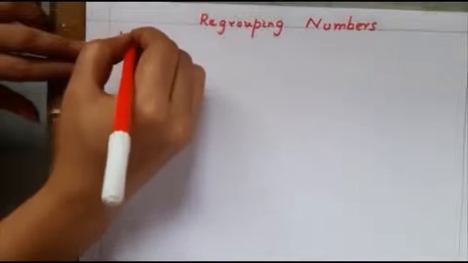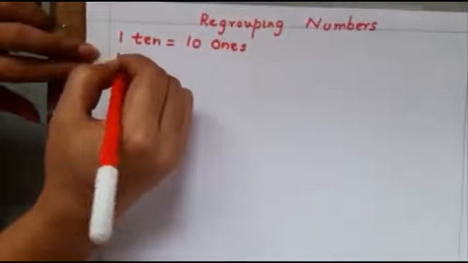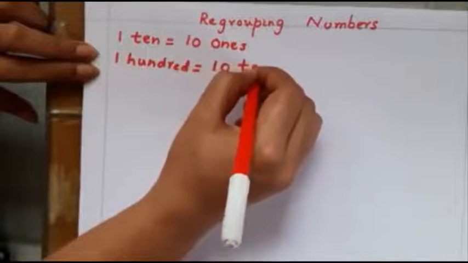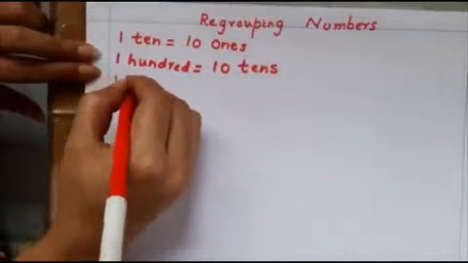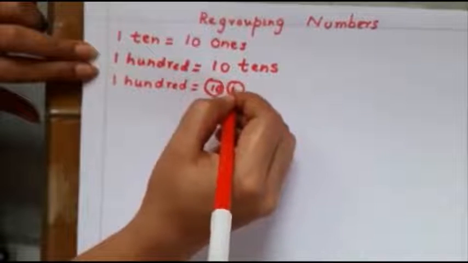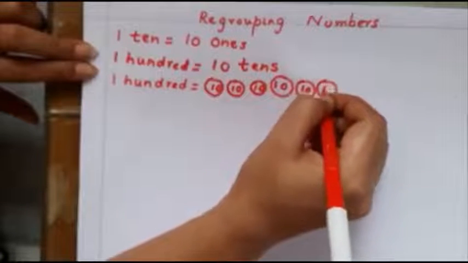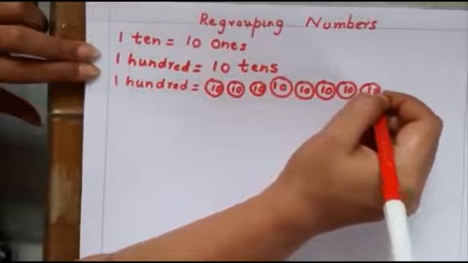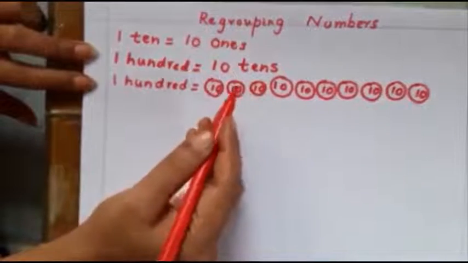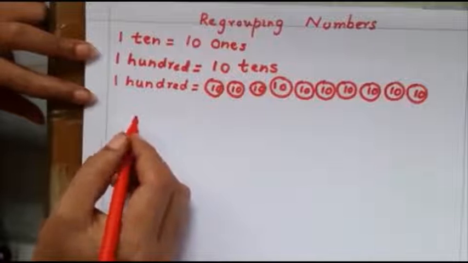Earlier we have discussed 1 ten is equal to 10 ones. Now we are going to learn 100 is equal to 10 tens. Let us see how. 100 is equal to 1, 2, 3, 4, 5, 6, 7, 8, 9, 10. Children, after adding them, we get 100 again. Let us discuss this with an example.